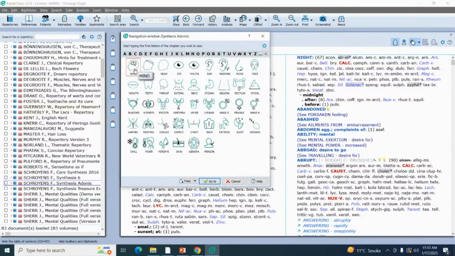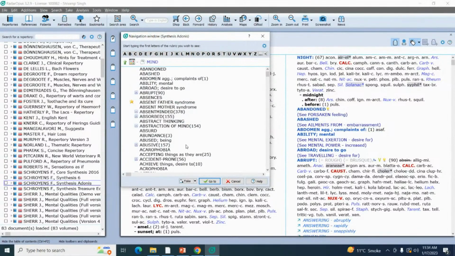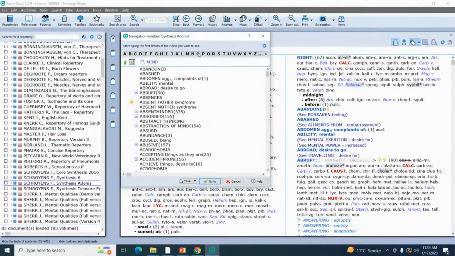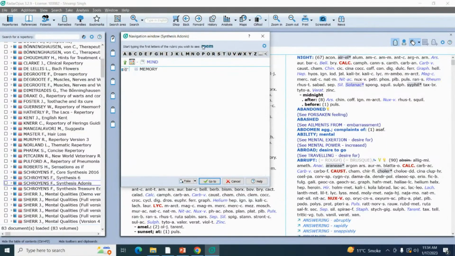If you click on this chapter, you'll get all the rubrics. You can search for your rubric with the help of this scroll bar, like scrolling this. Or you can type your symptom in front of this; start typing the first letter of the rubric you wish to see. Now my patient's symptom is weakness of memory, so I'm typing here memory. Just write down the initial, and you will get your rubric below.